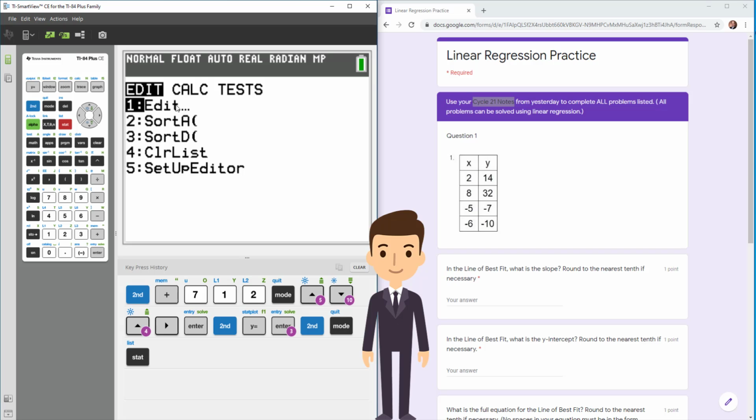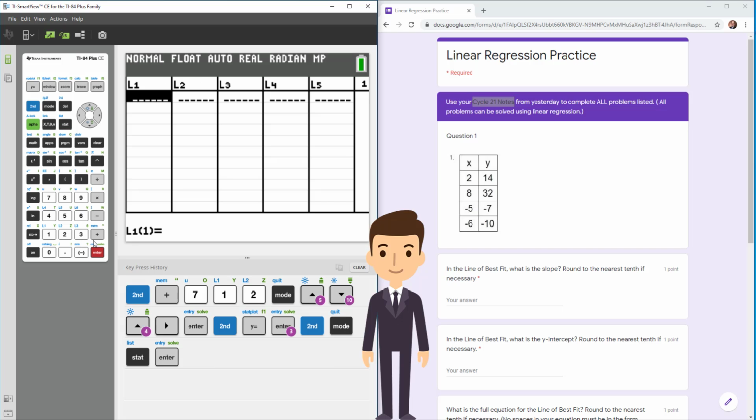So I'm going to go to Stat, Edit. I'm going to hit Enter. Okay. So when I did that, now I hit Stat. I went to Stat Edit, and I'm going to put in all the X values in this L1 and all the Y values in this L2, and they have to match up. So if I put 2 here, I got to put 14 here. 8 here, I have to put 32 here. They have to match up like they're supposed to, okay?